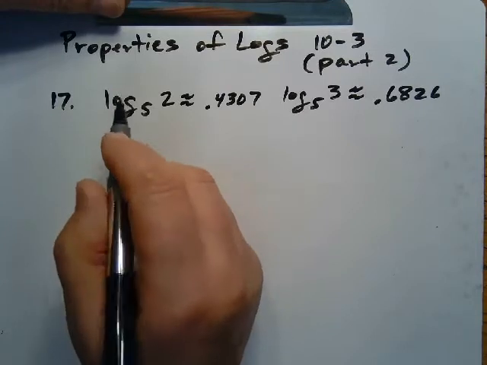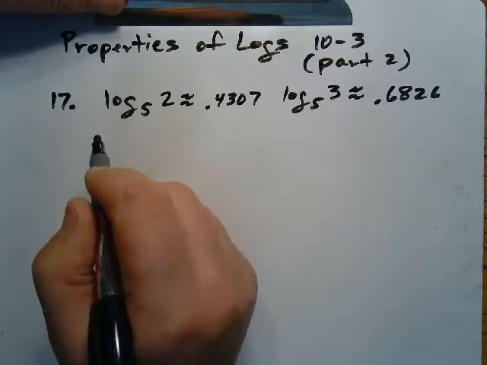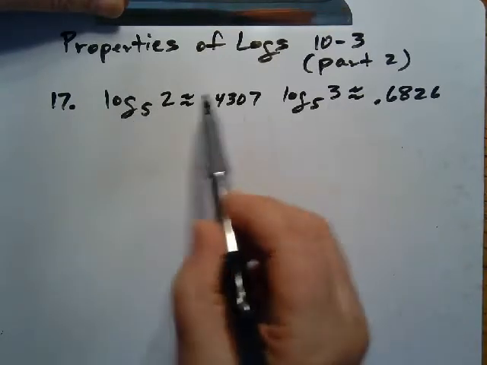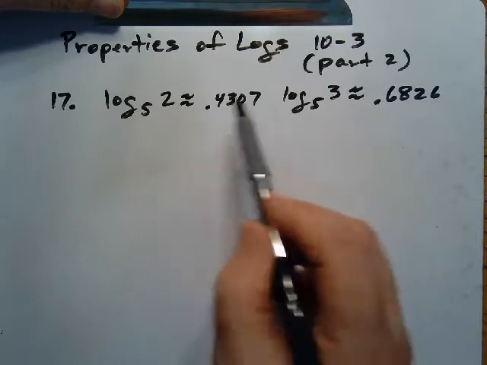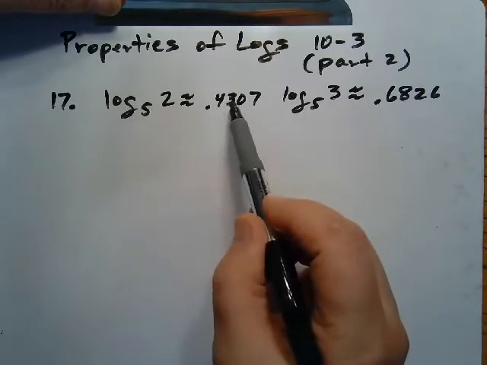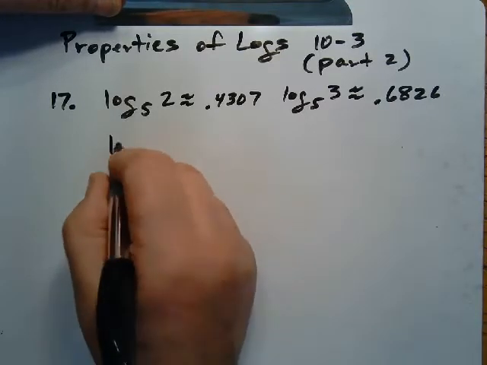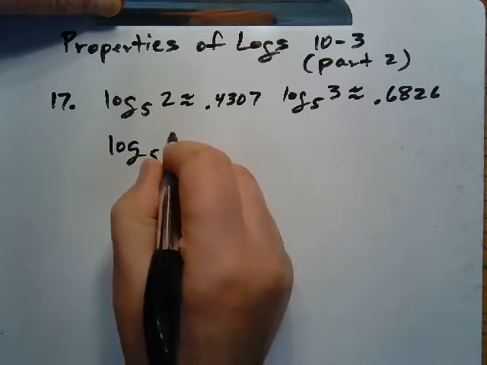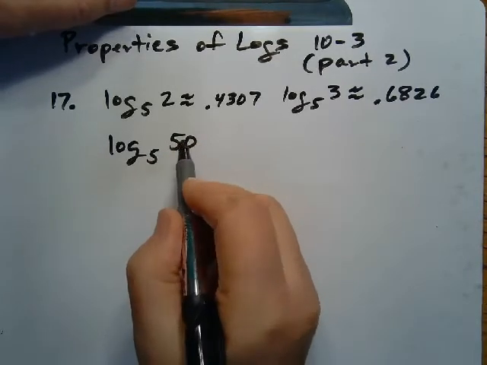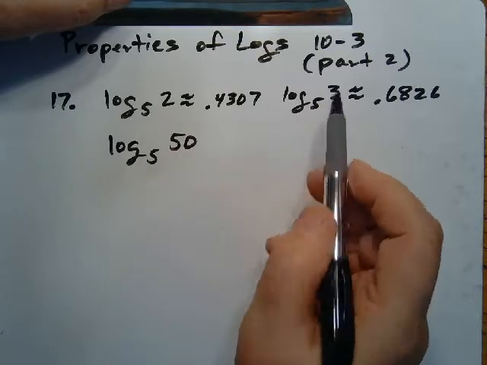I want to do a couple of problems that you had on your homework, and I'll do a couple of story problems as well. This is a type of problem that your book will give you where they're seeing if you know how to use the properties. They're going to give you some approximate logarithms here, and they're going to ask you to find, in this case, log base 5 of 50. So you're being asked to find a creative way to express 50 using the numbers 5 and 2 and 3.